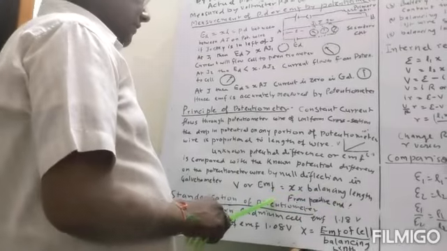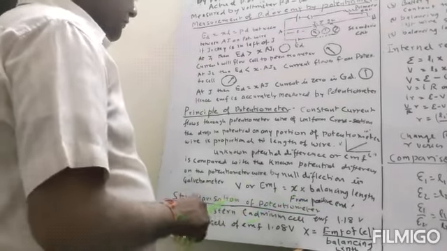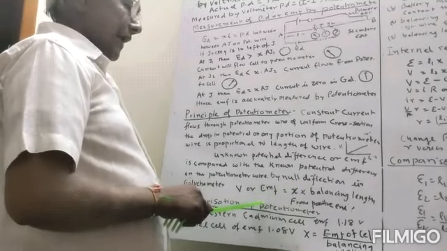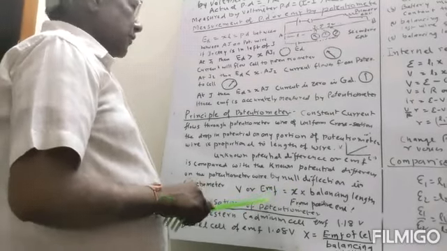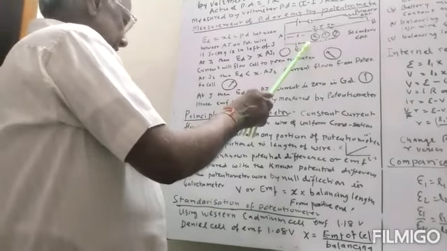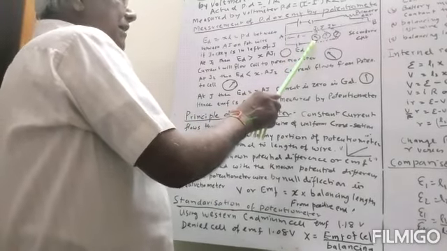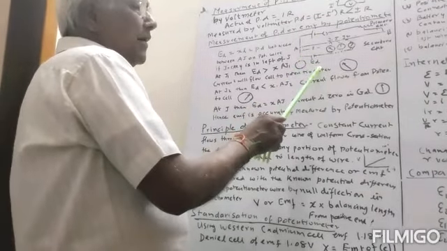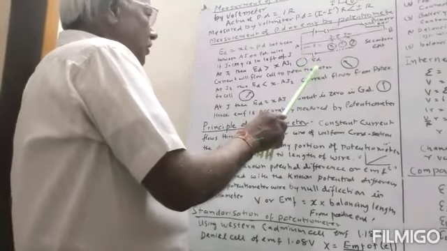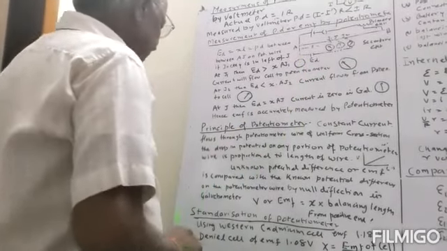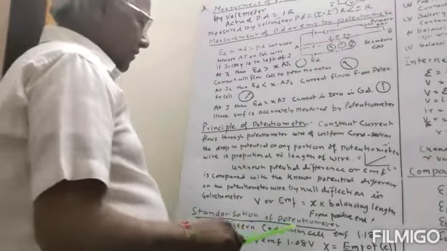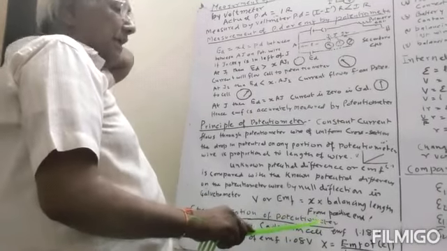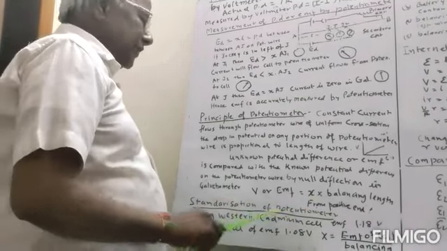So what will be the X? X will be equal to ED divided by L. ED is the, suppose here we take the Daniell cell. We take the Daniell cell. Then for the Daniell cell, the EMF is fixed. So we can do the standardization of the potentiometer.